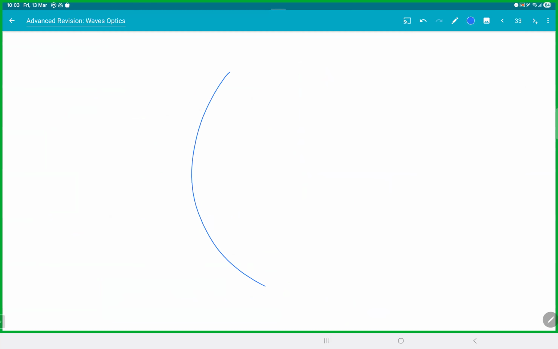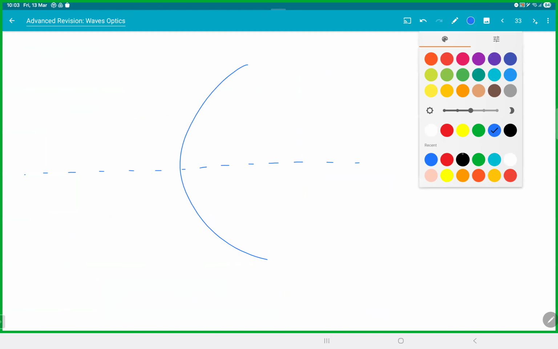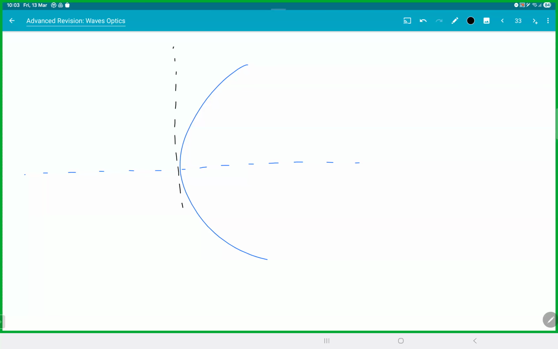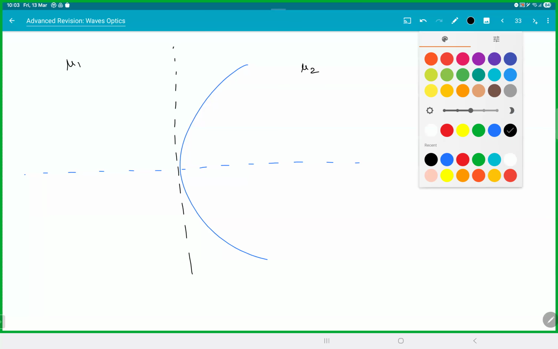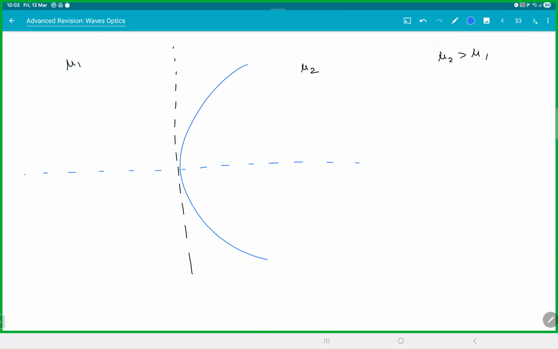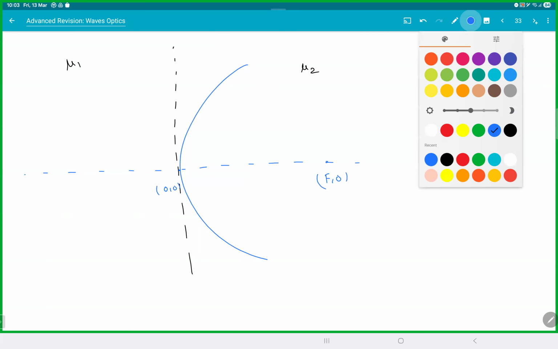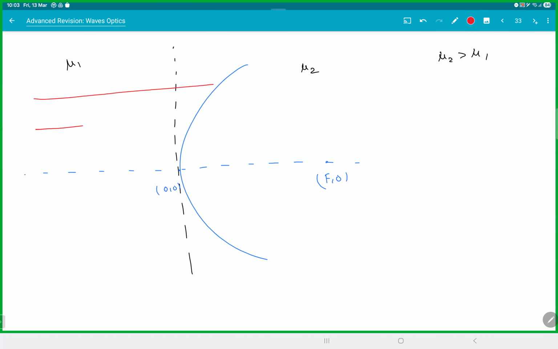So we have a medium here. This also we did in the class notes. It's a good one. One side of the medium is mu1, the other side of the medium is mu2, and mu2 is greater than mu1. You can take this point as origin, and you can take this point as (f, 0). It is observed that when you send parallel light rays, all these light rays bend and they meet at this point.